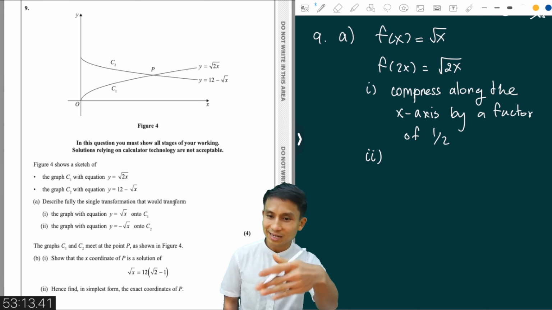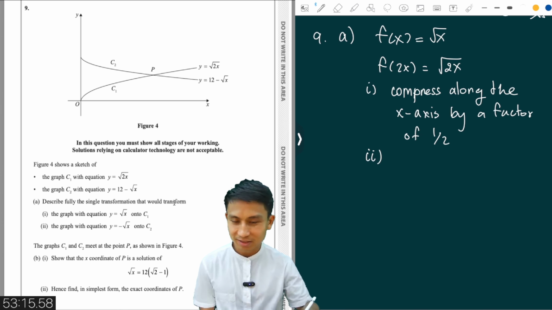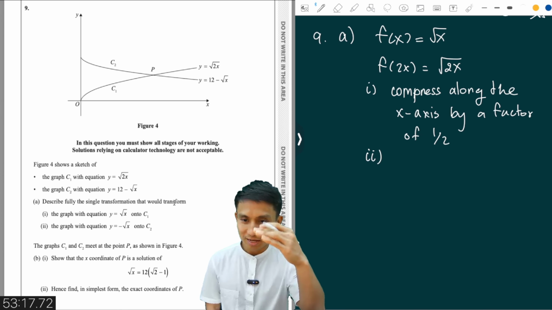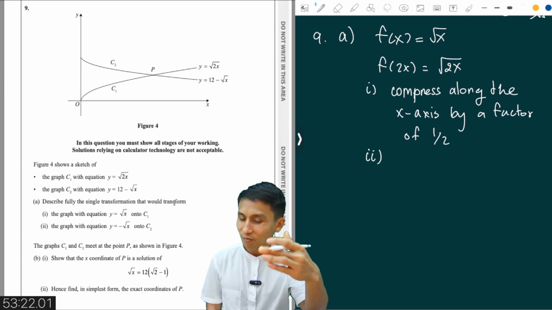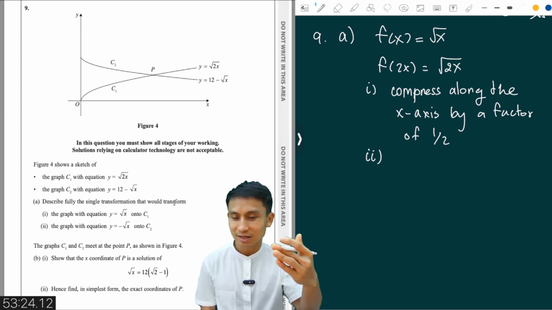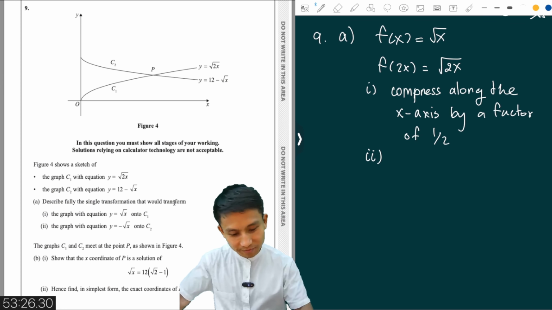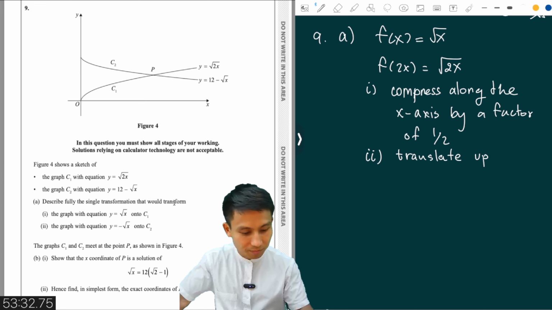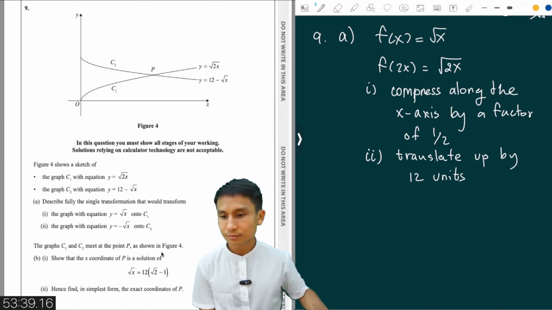Okay. So basically that is just adding 12, right? So as you can see, you go from y equals minus root x to 12 minus root x, that is just plusing 12. So this is just translating up by 12 units. Yeah, that's it.